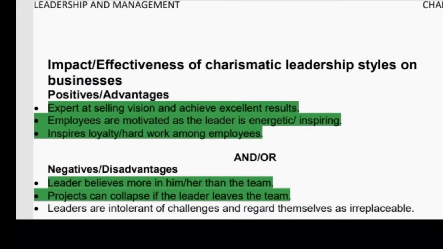Negative impact: the leader believes more in him or herself than in the team. That's a negative impact. Then the product can collapse if the leader leaves the team, because they believe in themselves. So it's impossible for you to run a company alone without the team or the employees.